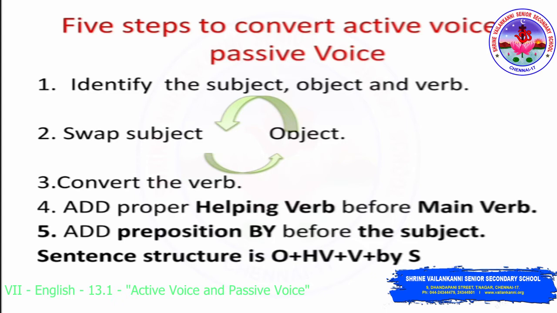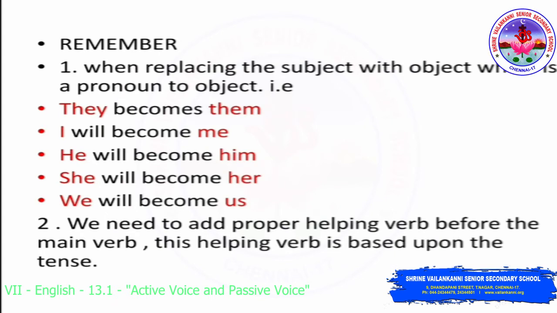So, the sentence structure of passive voice is object plus helping verb (HV) plus verb plus by plus subject. There are 2 important things that we have to remember. When replacing the subject with an object which is a pronoun, they becomes them, I becomes me, he becomes him, she becomes her, we becomes us.